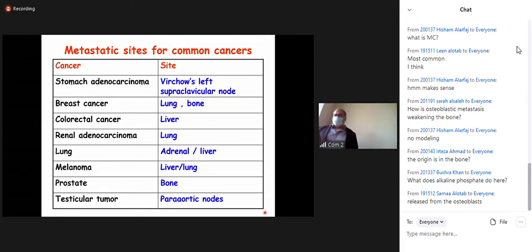So here are examples. There are areas that favor certain sites. Part of it is the anatomic distribution of the lymph flow, for example. Others are not really well known. Why is that the case? Except that there are receptors in those sites that favor that kind of spread.